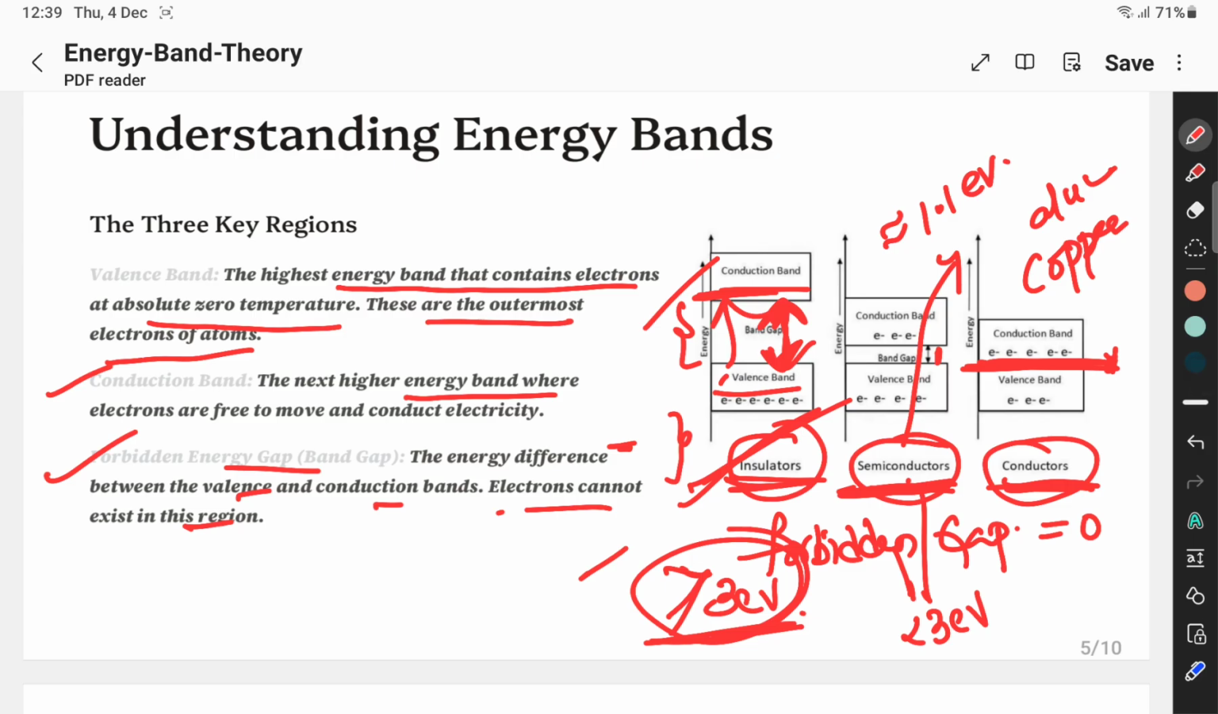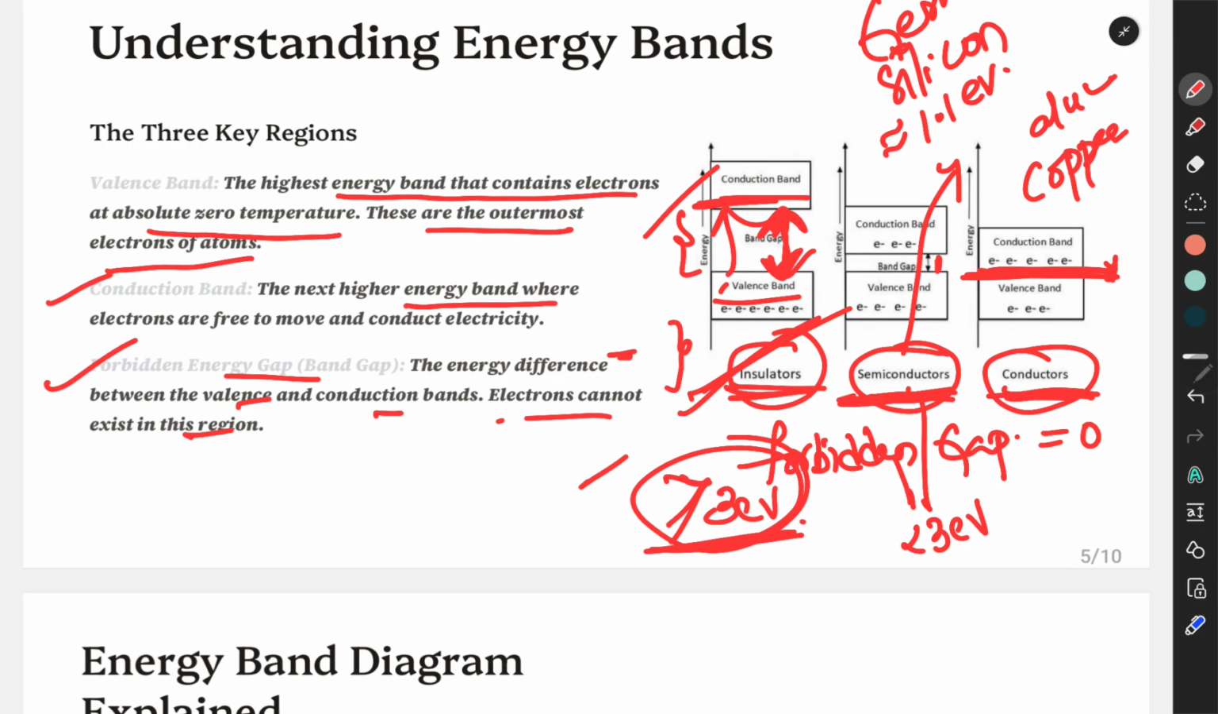Semiconductor examples are silicon and germanium. As I said, the band gaps will be between 1 to 3 electron volts. So conductivity is there, but only when we give some external force, like when we increase the temperature or when we do doping.